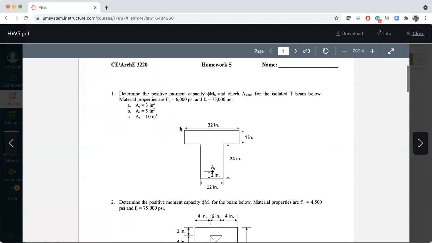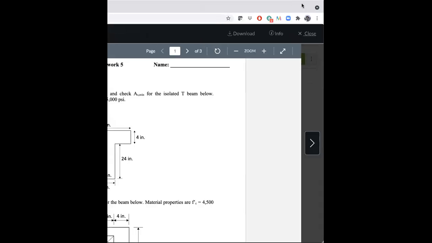Have you taken a look at homework number 5 yet? Anyone? In the file folder, it is called HW5. Nice and easy. And it's supposed to be due this Thursday, I think.